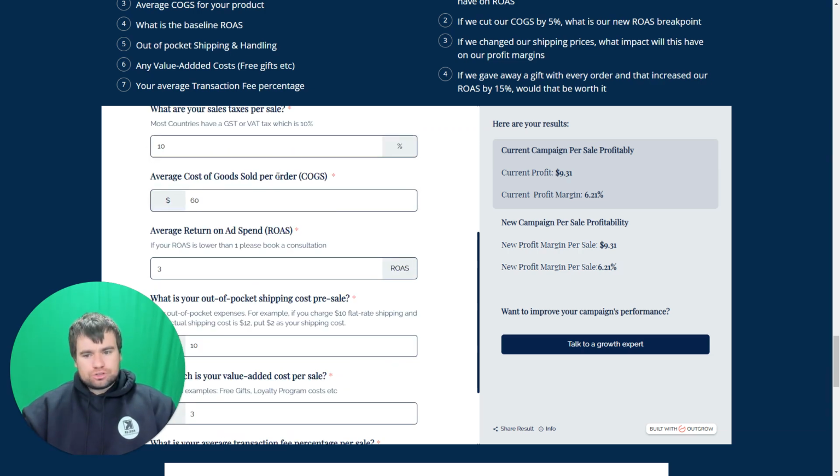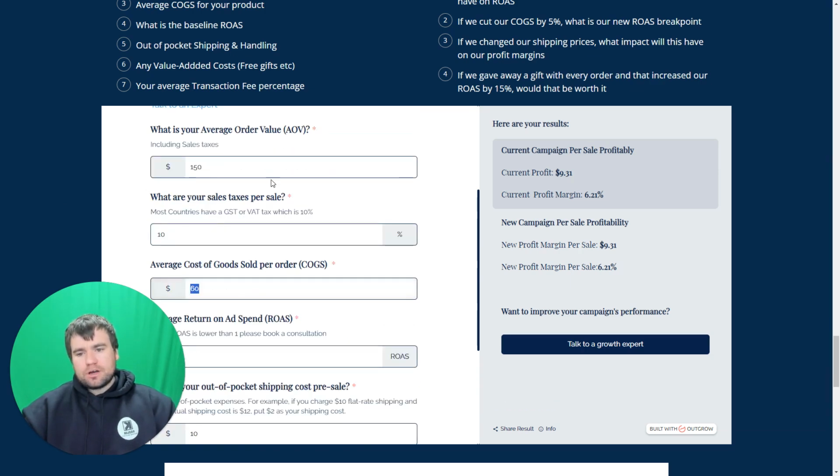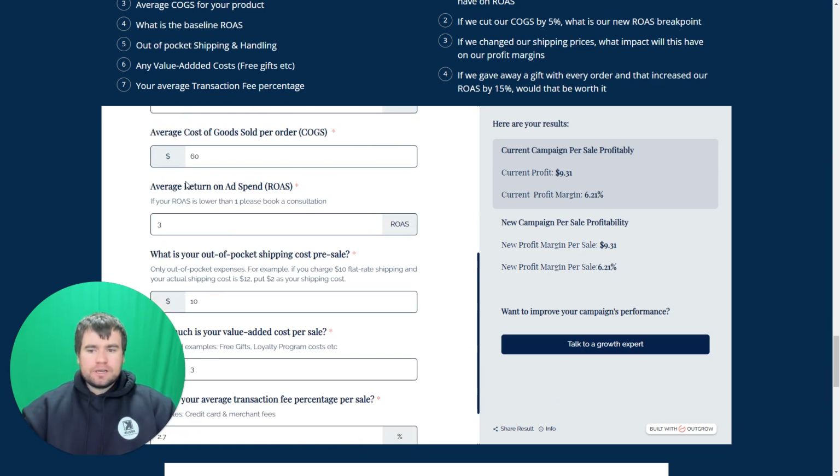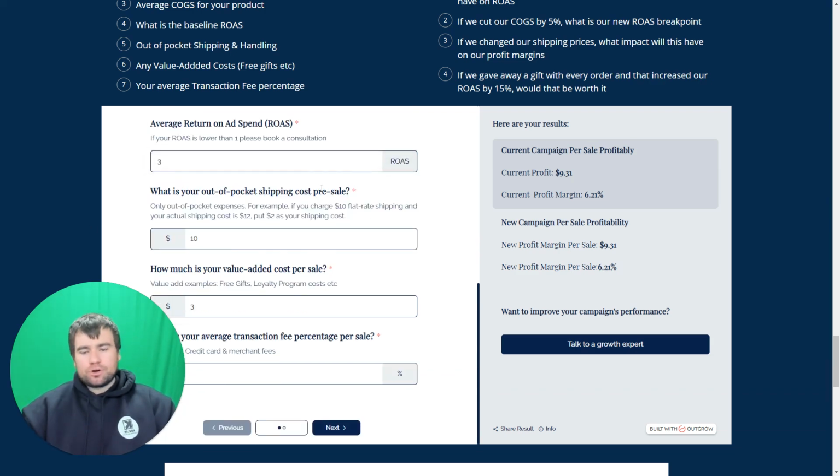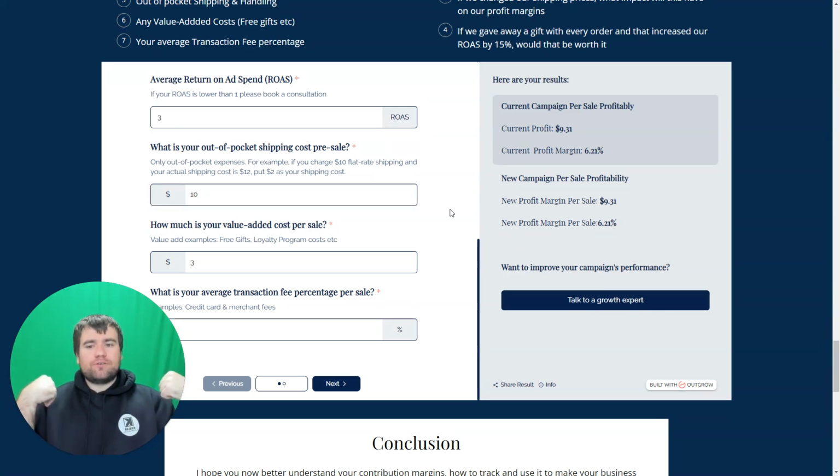Then you chuck in your cost of goods sold, so what it's going to cost you on the product side to have this average order value. Then you've got your ad spend, like what's your return on ad spend. So let's say we expect a 3 times return on ad spend. We then got out-of-pocket shipping costs. So, for example, if your actual shipping is going to be $20 and you have flat rate $10 shipping, then obviously you're going to have $10 out-of-pocket costs. So that goes here. If you're going completely free shipping, this would be $20.